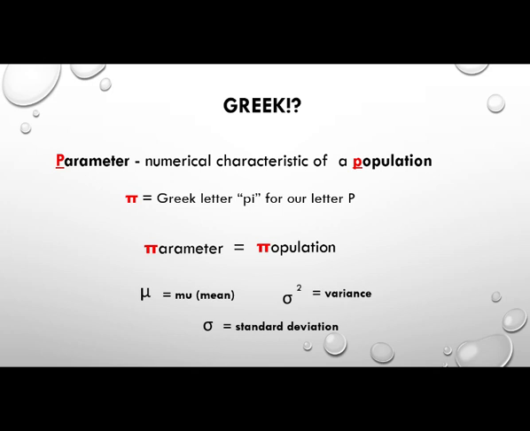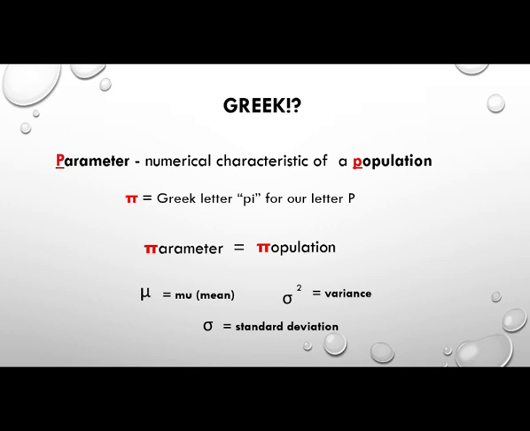We're familiar with the Greek letter pi, which is just P in Greek. So when you see Greek letters, we're talking about a measure of a population, which is called a parameter. Okay, so parameter P is a numerical characteristic of a population. It could be an average, it could be a median, it could be a mode, whatever. If it's written in a Greek letter, we're talking about the population, it's a parameter.